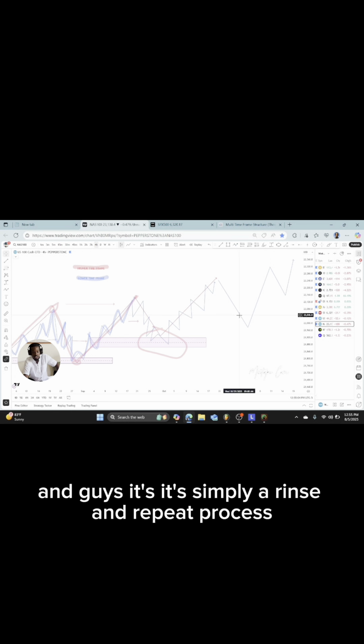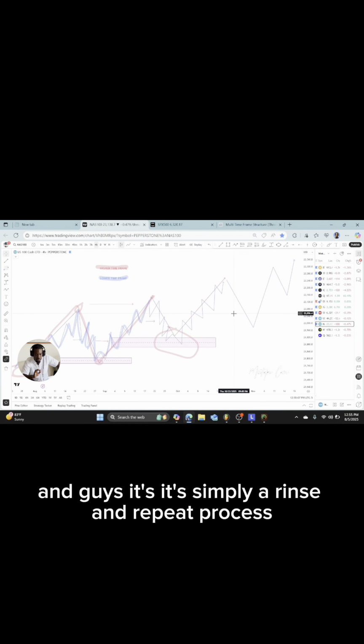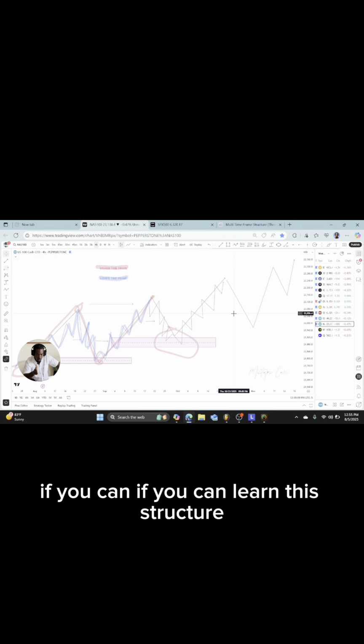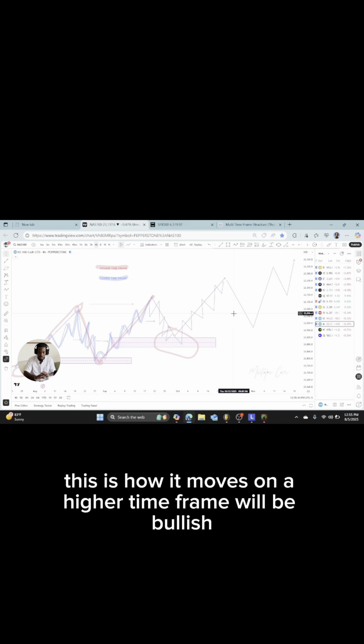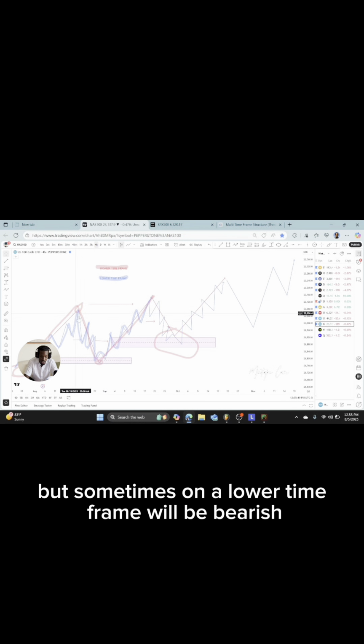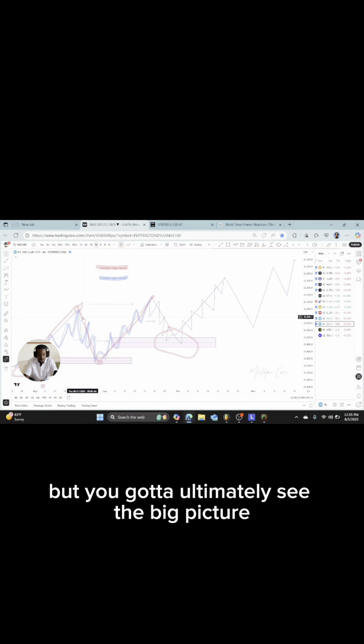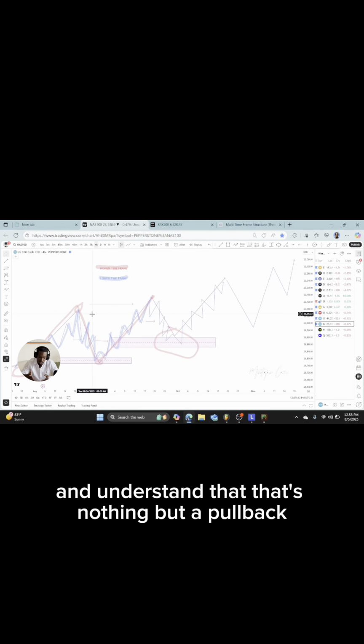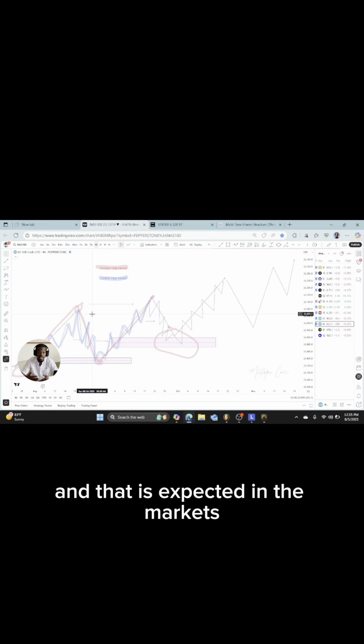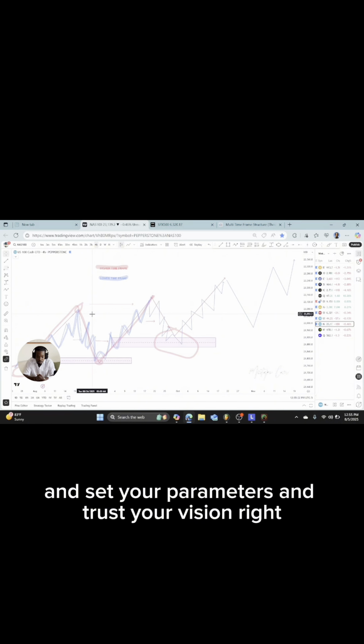And guys, it's simply a rinse and repeat process. If you can learn this structure, because this is how the market moves. This is how it moves. On a higher time frame, we'll be bullish, but sometimes on a lower time frame, we'll be bearish. But you got to ultimately see the big picture and understand that that's nothing but a pullback, and that is expected in the markets. So just find your points of interest, set your parameters, and trust your vision, right?